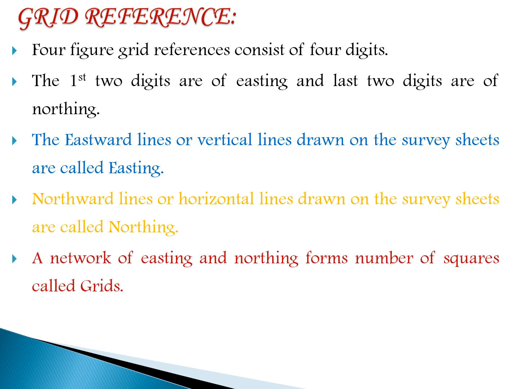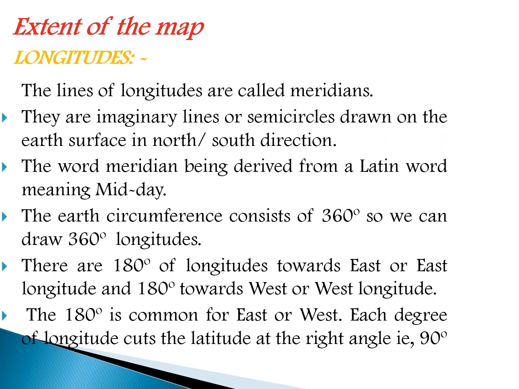A network of both these lines, that is eastings and northings, forms a number of squares, and those squares are called grids. Eastings are always quoted first and then the northings. So you have to remember, always write easting first and then northing.